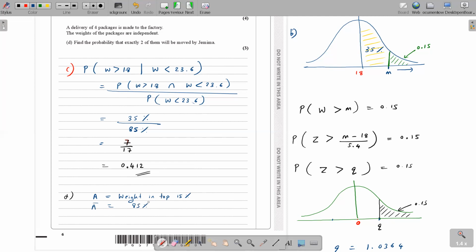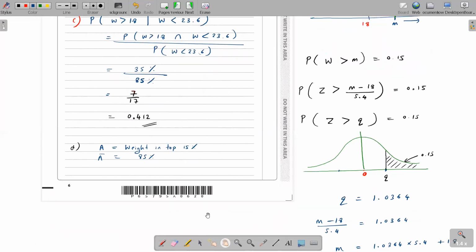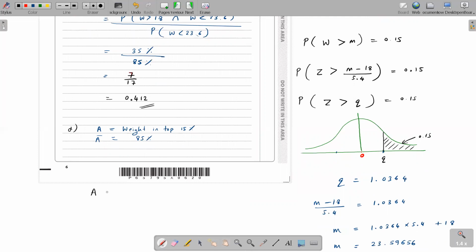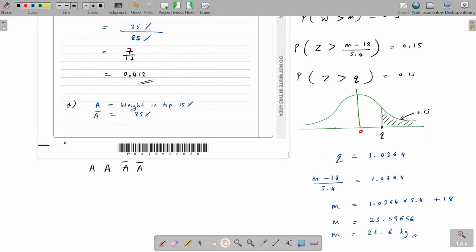Are you guys with me, children? Do you know what I'm talking about? There are 4 packages. So out of the 4 packages, we'll write in order. You have to write all the possible paths. 2 are in the top 15%, another 2 are not. So what you have to do now is write all the possible arrangements. How many ways can we arrange this? Is it 6 ways? Yes, there are 6 ways.